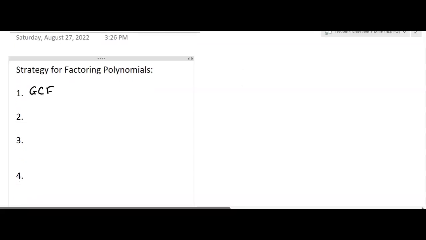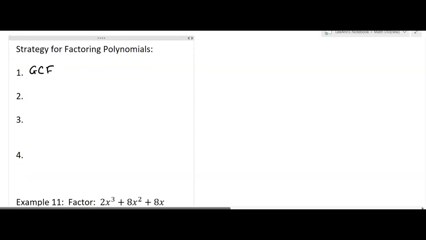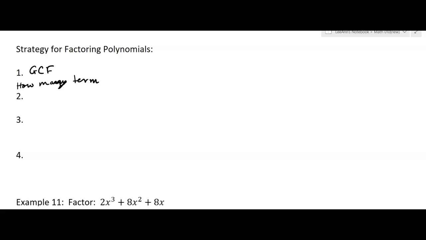And then next, I kind of have these numbered weird, but you're going to check to see how many terms are in your polynomial. If there's 2 terms, then it's probably either the difference of squares, the sum of cubes, or the difference of cubes. Okay, so it's one of those 3 things usually. If it's going to factor, it's going to be one of those 3 things.